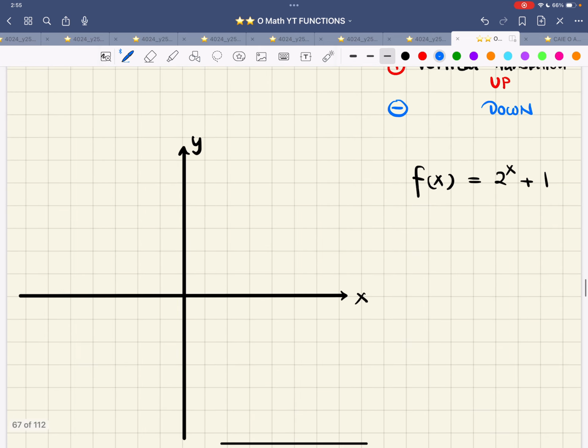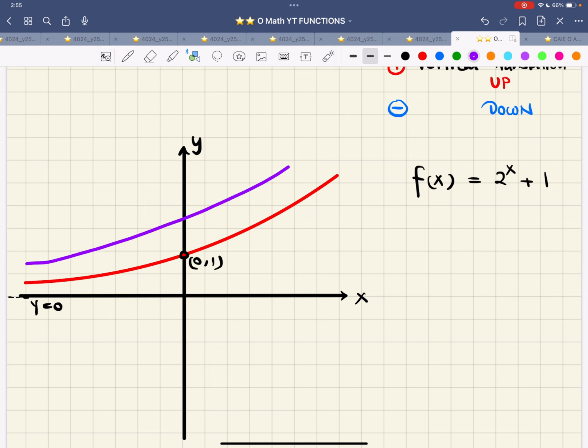So 2 raised to power of x plus 1. Now what will happen? Just focus on that. Let me draw the original one again like this. So that is the original one. And remember that the asymptote is y is equals to 0 and the y-intercept is (0, 1). Now if I want to draw the plus 1 thing, what will happen? Draw a graph parallel to the original as good as possible. Don't aim for perfection, because in life you never achieve that.